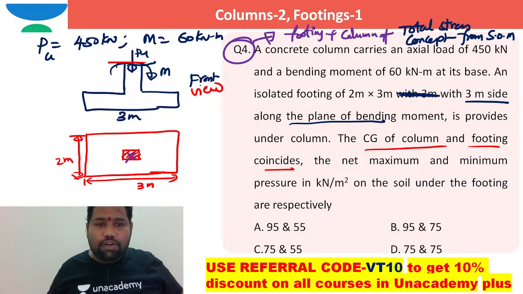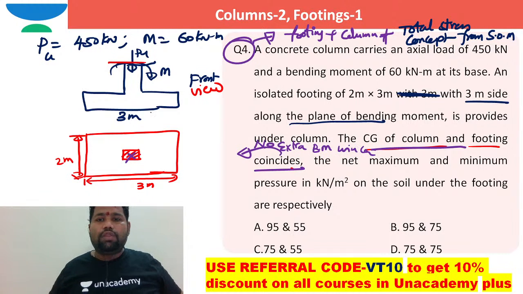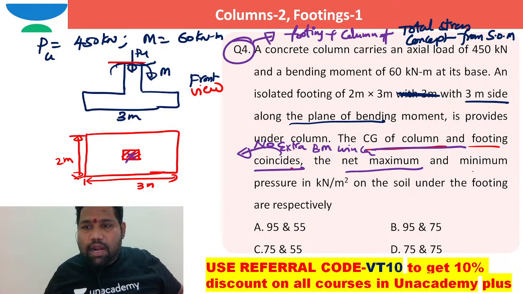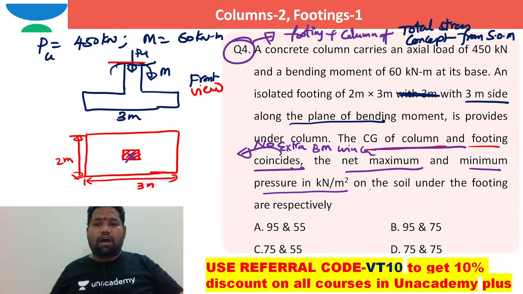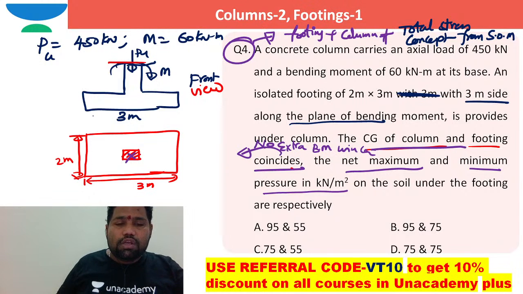This is the CG of the footing. Both are coinciding. When the CG of the column and the CG of the footing are coinciding, no extra bending moment will come. Now they are expecting the net maximum and minimum stress pressure in kilonewton per meter square on soil under the footing. So because of this axial load, some P by A stress will come. Because of this bending moment, M by Z stress will come.